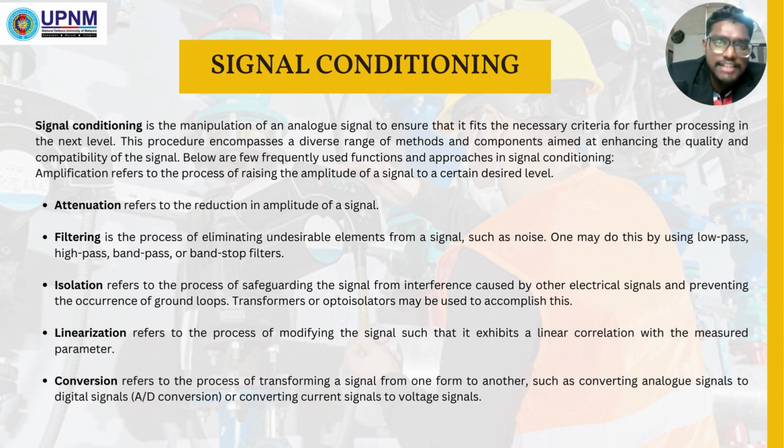The topic is signal conditioning. What is signal conditioning? It is the manipulation of an analog signal to ensure that it fits the necessary input criteria for the next level. We have five different functions for signal conditioning: the first one is attenuation, and then filtering, isolation, linearization, and conversion. Each function contributes to signal conditioning.